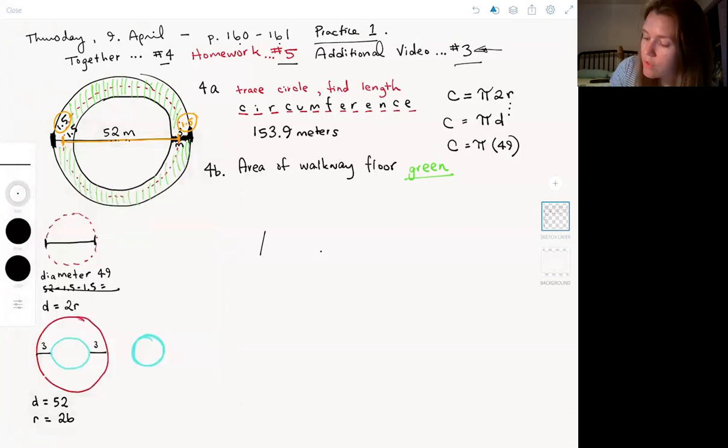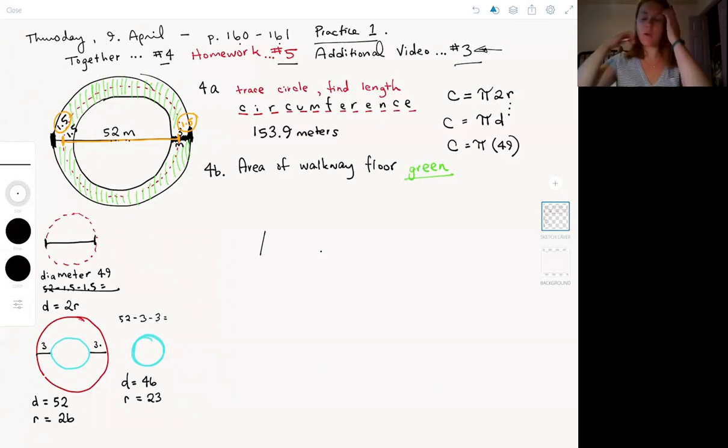Now, what would I do to find the diameter of my blue circle? We're going to take 52. We're going to subtract 3 on the left side. We're going to subtract 3 on the right side, which is going to give us 52 minus 6, which is a diameter of 46. If we want to find the radius, that's going to be 46 divided by 2, which is 23.